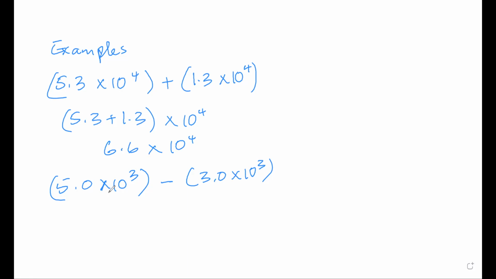Then this is subtraction. Okay, are the exponents the same? Yes. So you subtract the coefficients times 10 to the 3rd. So this will be 2.0 times 10 to the 3rd. That's it. Very easy.